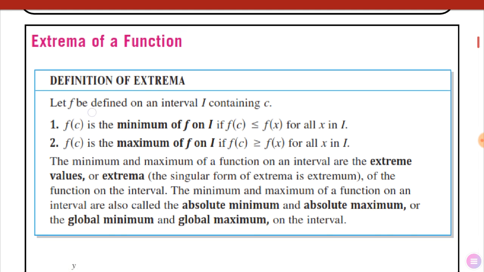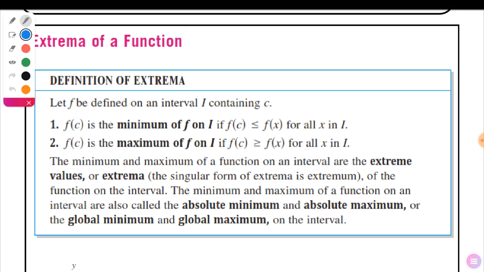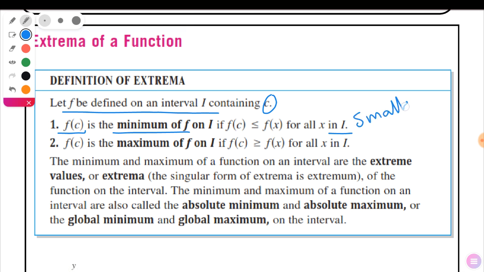Look here. Let f be a function defined on a closed interval I containing point c on the x-axis. We say f(c) is the minimum value of the function if f(c) is less than or equal to f(x) for all x in I. What is the meaning of this? The smallest value of f(x) in this interval.